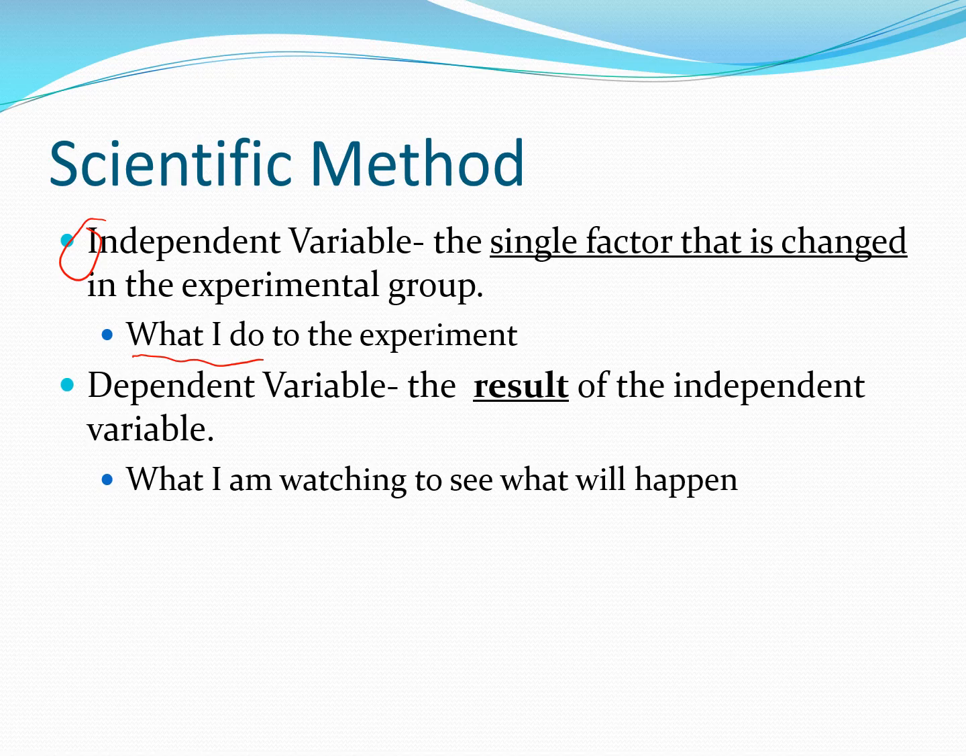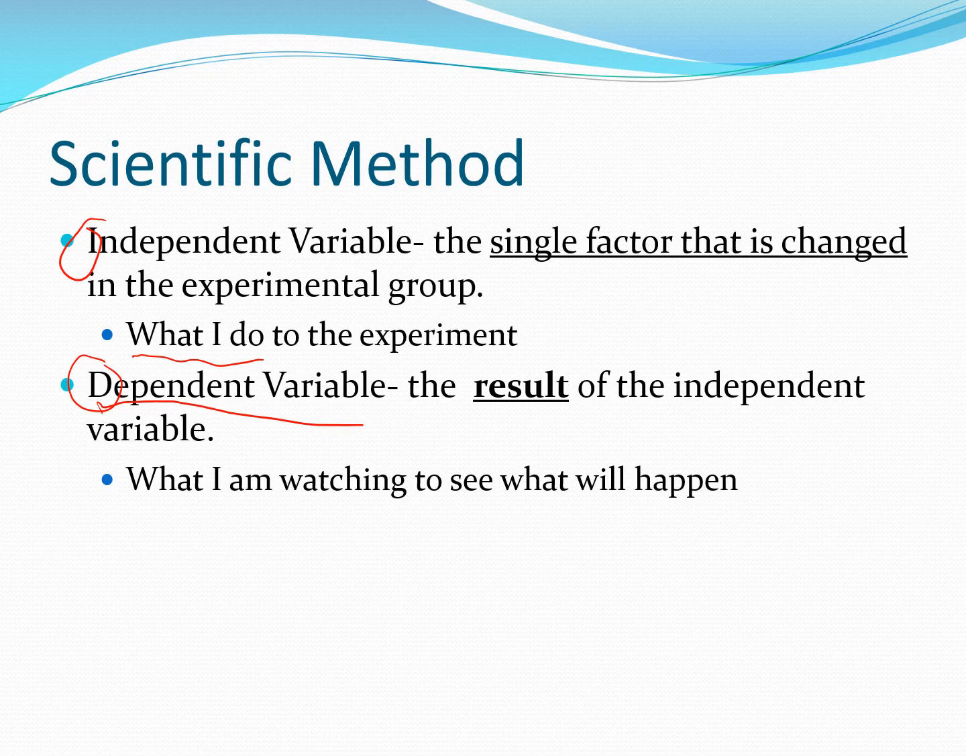And then you watch to see what happens. So I'm going to add fertilizer to tomato plants and I want to see how many tomatoes grow. So I'm going to sit there and start counting tomatoes. Well, that would be the dependent variable. The dependent variable starts with a D, so you can think of it in two ways. The dependent variable is the data that you're gathering. It's how many tomatoes grow, or it's how tall the plant gets. It depends on the experiment.